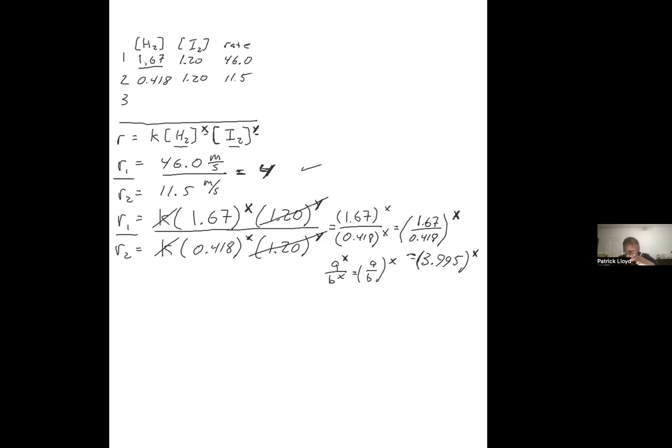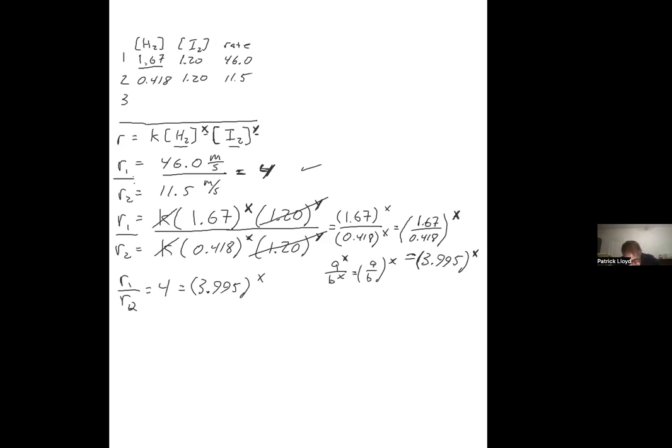So now we have essentially determined that rate 1 over rate 2 is 3.995 to the X. But remember, back here where we took the rate data, we also determined that R1 over R2 is 4. So in other words, R1 over R2 is 4, which is equal to 3.995 to the x. Okay, see what happens here? Now, I said earlier that the value of x is either going to be 0, 1, or 2. So many of you will see this very quickly, but maybe you don't see it.